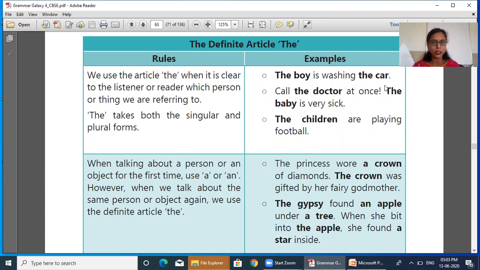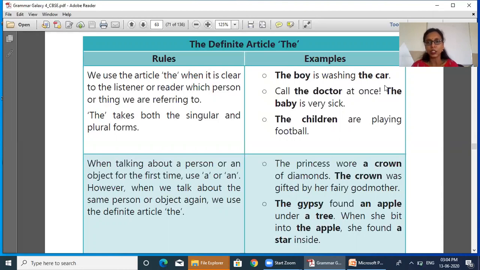Use the article the when it is clear to the listener or reader which person or thing or object you are referring to. That means when we understand that the listener knows about the thing which we are talking about. Okay, the takes both the singular and plural forms. Yes, children, a and an are used only with singular nouns, but the can be used with both singular and plural. Let's see the example for these rules.